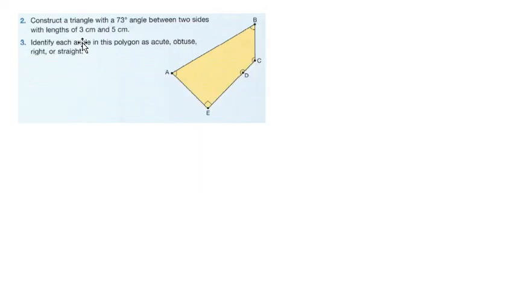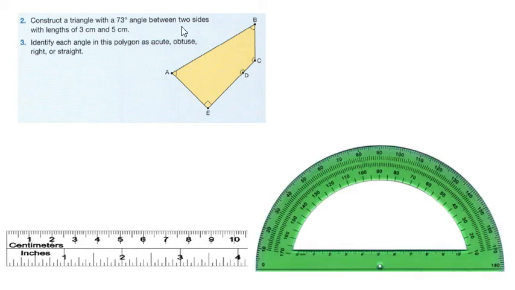It's asking us to construct a triangle with a 73-degree angle between two sides with lengths of 3 centimeters and 5 centimeters. For the purposes of number 2, I am going to be using a ruler, and this is a centimeter and inch ruler. We're going to be using the centimeter ruler. And right here we have our protractor to use the measurement for the angles.